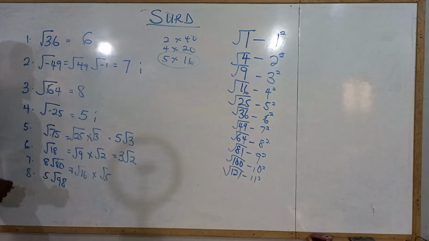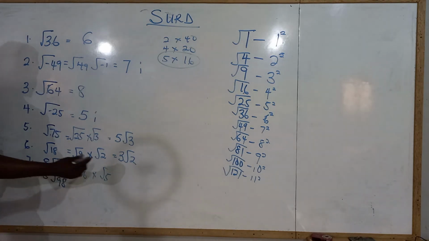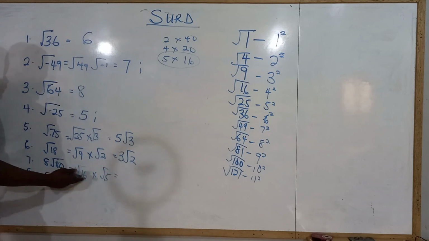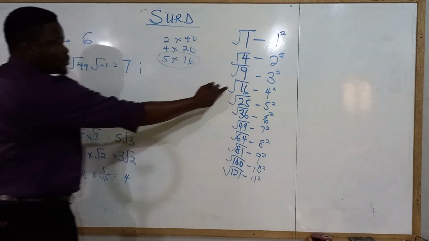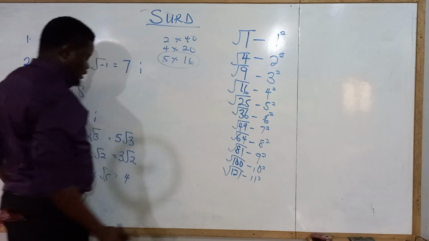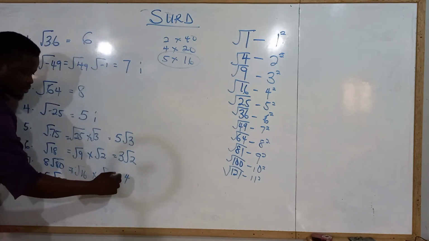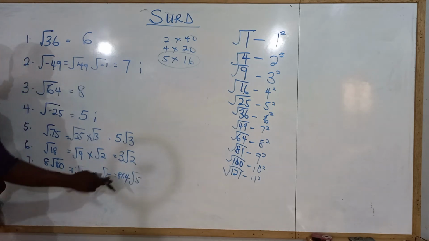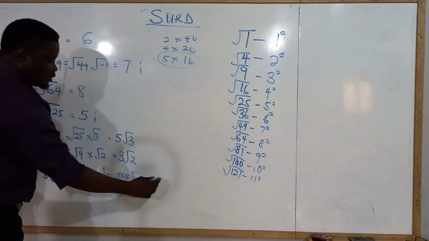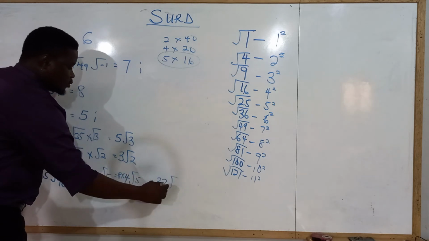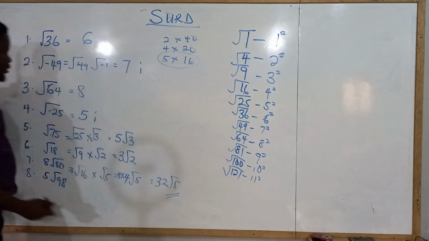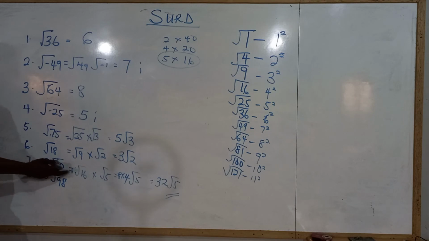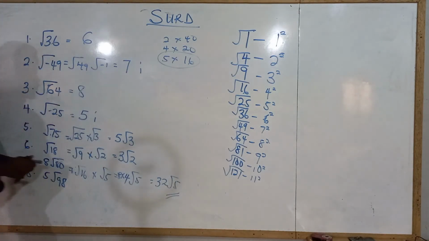Already we have our 8. Don't forget it. Root of 16 is 4. Square root of 16 is 4. We have our 8 already, so times root of 5. 8 times 4 is 32 root 5. Therefore, 8 root 80 is equal to 32 root 5.